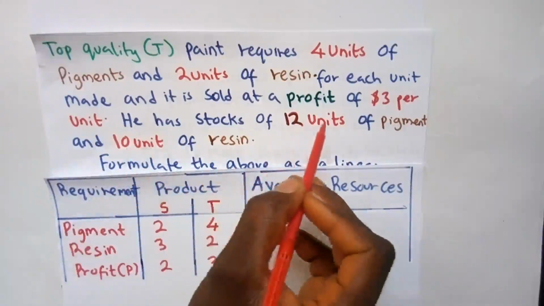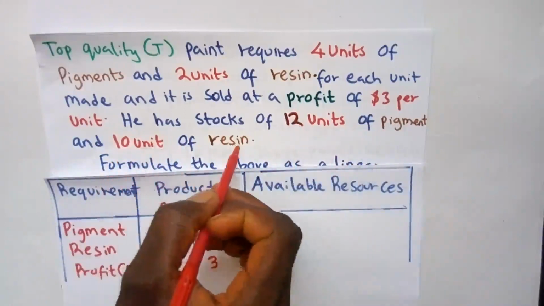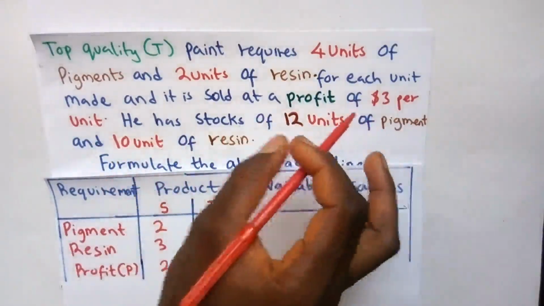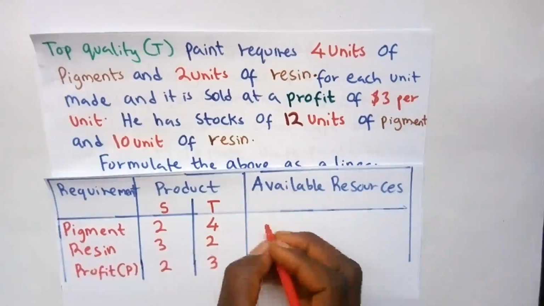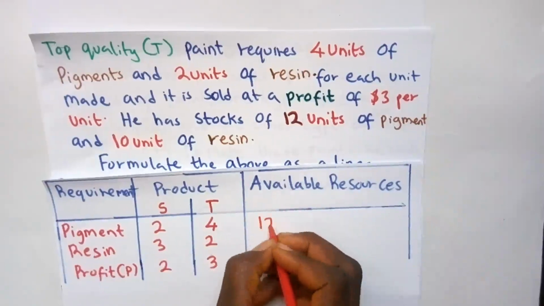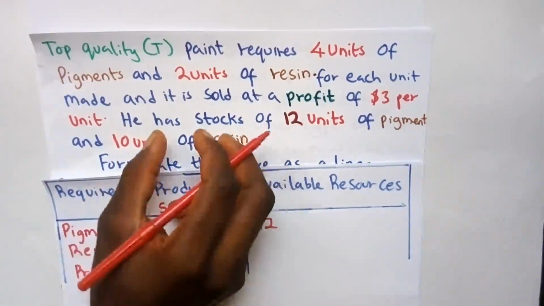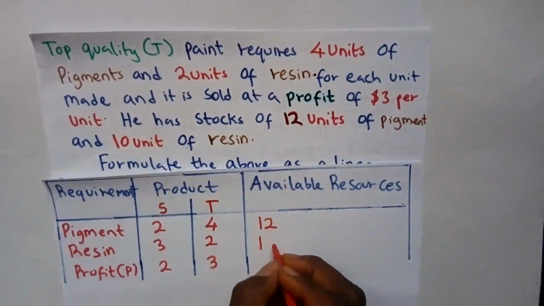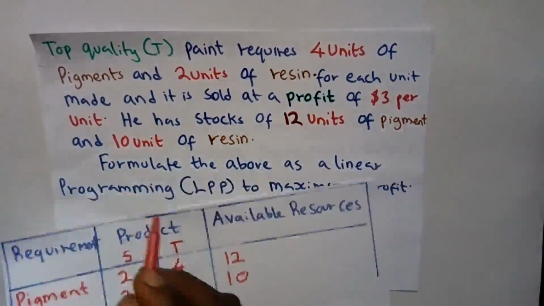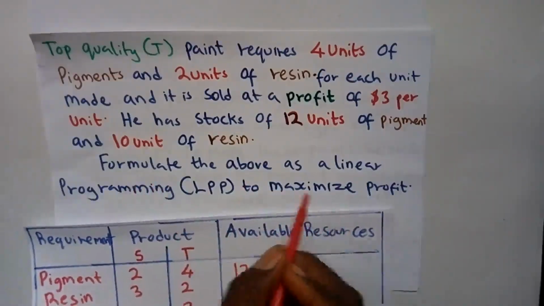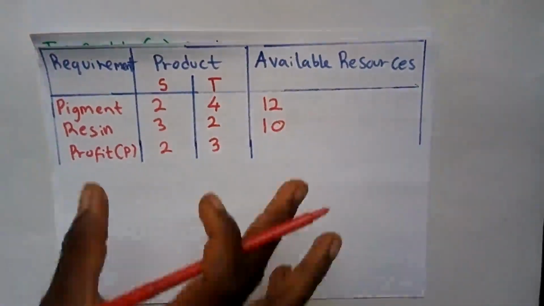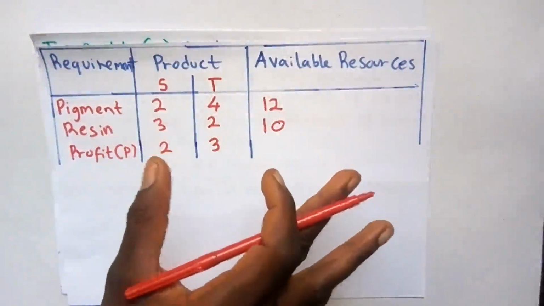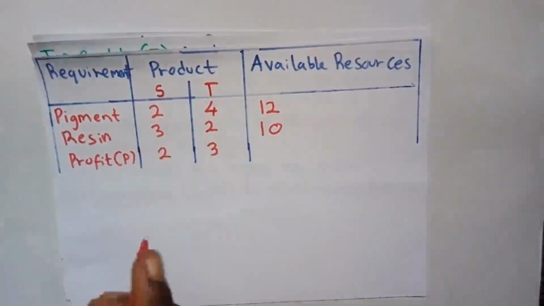He has stocks of 12 units of pigment and 10 units of resin. Therefore, the available resources the manufacturer has are 12 units of pigment and 10 units of resin. Then the question: formulate the above as a linear programming problem to maximize profit. Once you can get this table in this format, you are done with the question already.